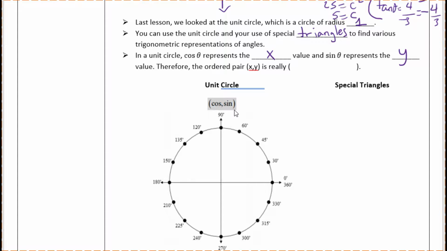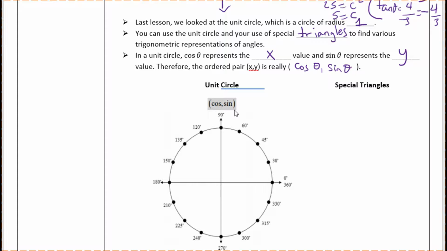So when I mean the y value, I mean the y coordinate. So the ordered pair xy is really cosine theta and sine theta, where theta is any angle. Okay, so in this unit circle, kind of like the one we had in class, you have your various angles here, right? 30, 45, 60. So these are your special angles.